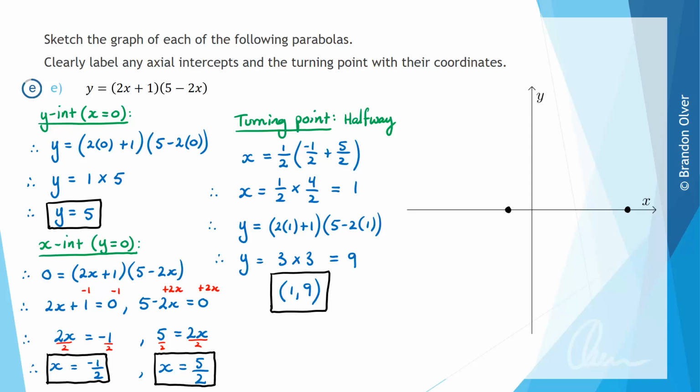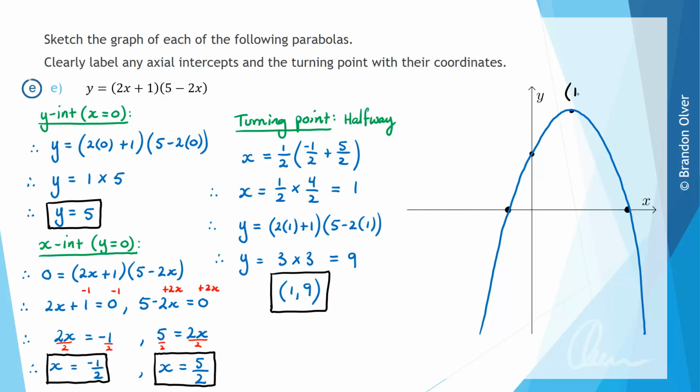And then we know that we have a y-intercept of 5, so that might be somewhere here. And then at 1, we'd have a y value of 9 for the turning point. So now to draw a parabola through those points, our graph would look something like this. And to finish off with, we can just label all of the coordinates that we found.